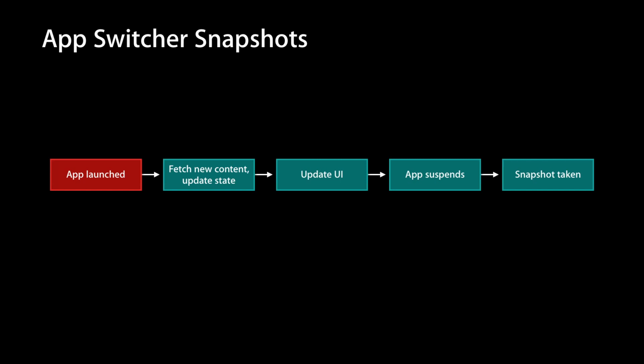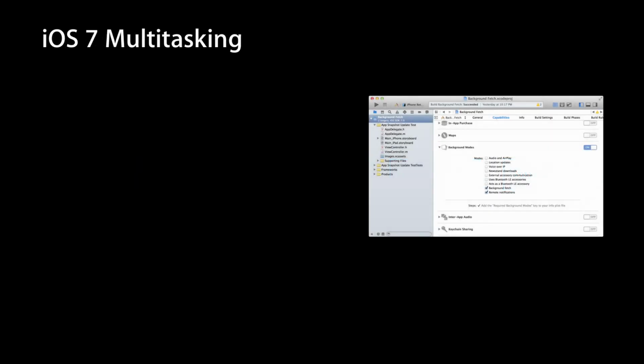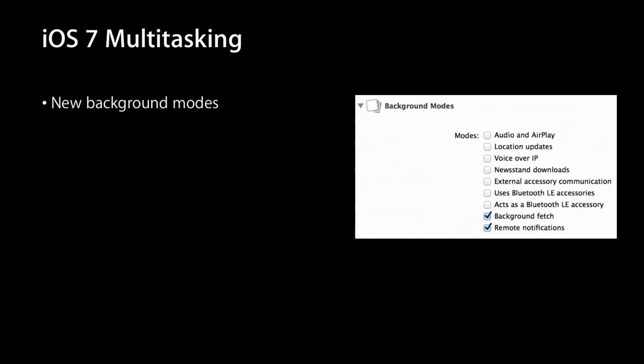Now this flow is obviously user-driven, right? It's based on user activity. And what's new in iOS 7 is we have a couple new entry points into this same flow that ultimately lead to you being able to update your snapshot. And these are driven by iOS, and they're actually new background modes. There's two of them, remote notification and background fetch. Both of these can be configured in Xcode's capabilities panel. They are, as I said, new background modes that are shown here down at the bottom of the list.